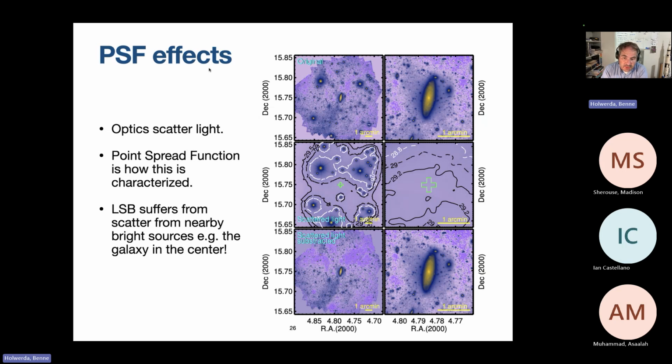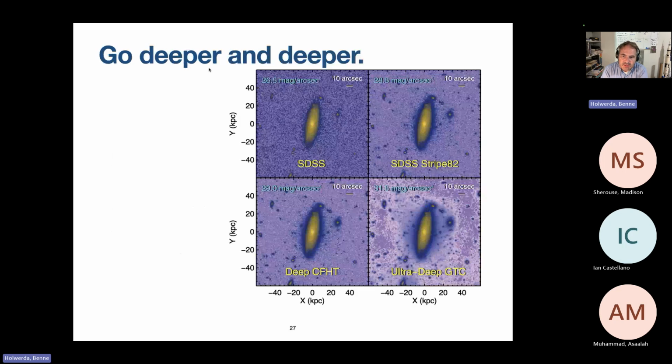And so this is something that you're just going to have to live with if you want to do it this way. If you want to get low surface brightness features around a galaxy, you're going to have to live with the fact that you have to do sky subtraction, or at least background subtraction, and the fact that nearby stars will scatter light. So go deeper and deeper and deeper.